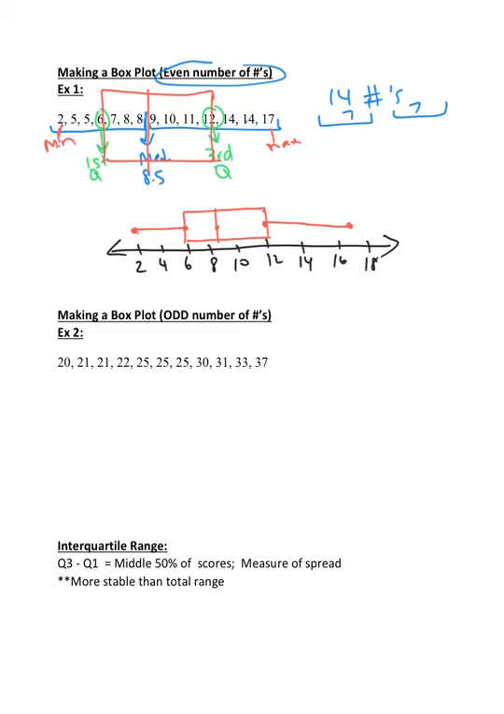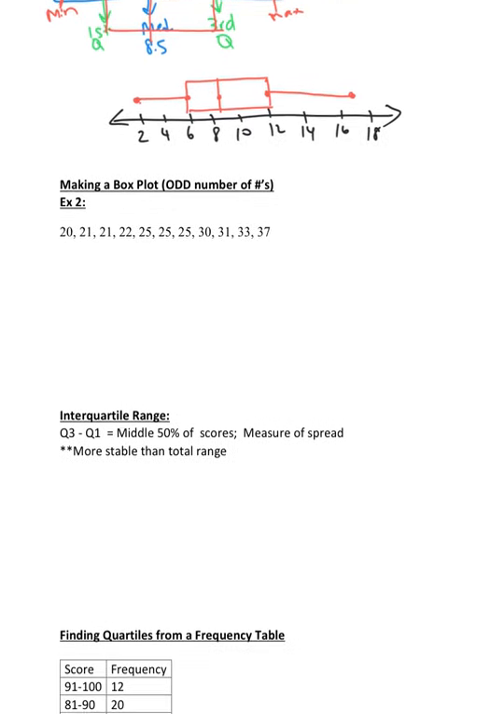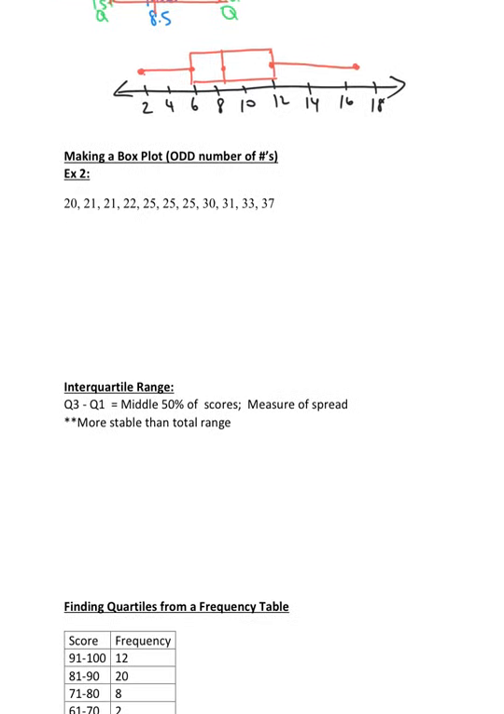Okay. In example 2, if you have an odd number of numbers, then you're going to end up with a single number as your median. So here we have 1, 2, 3, 4, 5, 6, 7, 8, 9, 10, 11 numbers. If you have 11 numbers and you split them evenly, you'll have 5 on one side, 5 on the other, and there will be a single middle number. It'll be the 6th number in the middle. So 1, 2, 3, 4, 5 on the bottom half, and then 1, 2, 3, 4, 5 on the upper half, and this single number, the 6th number, is my median. So my median is 25.